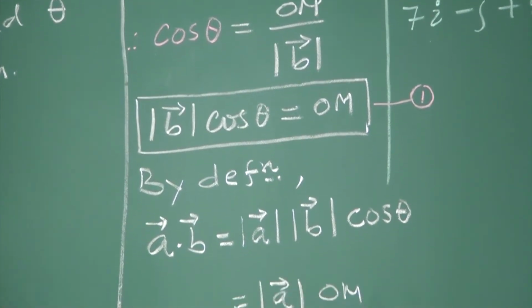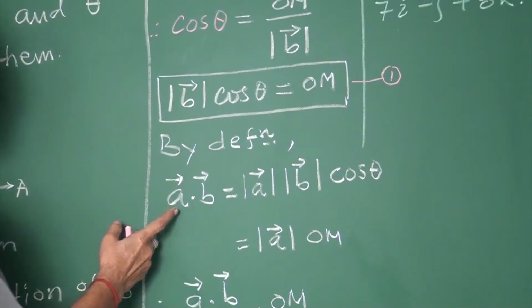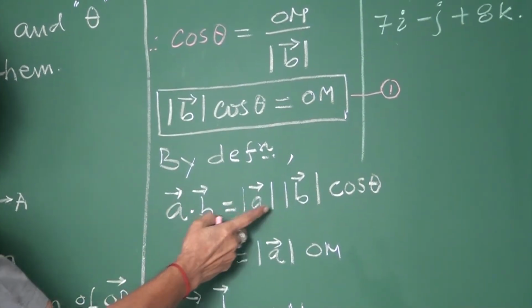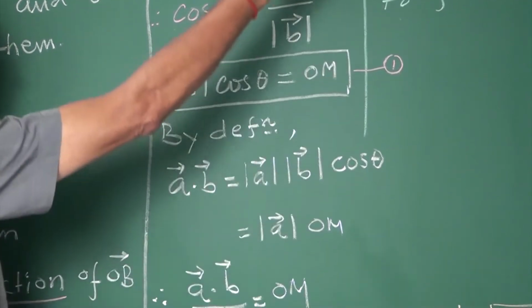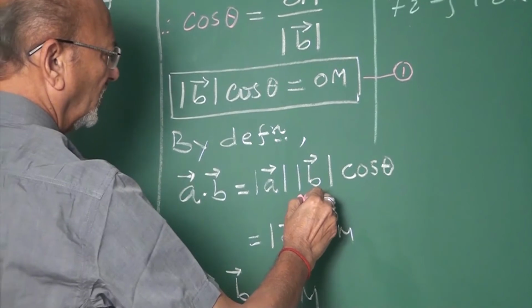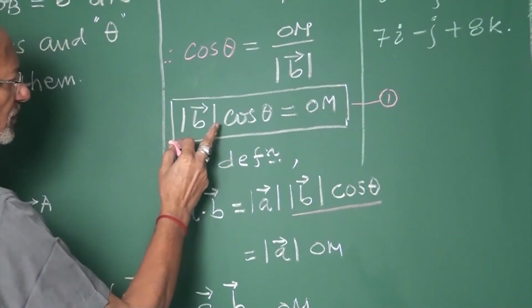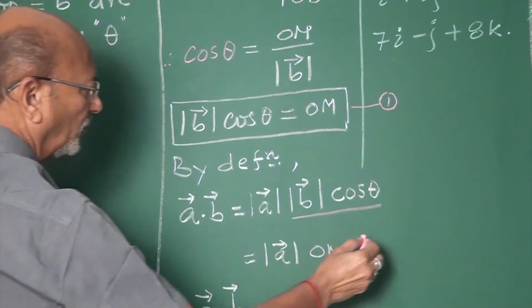We wanted the geometrical meaning of A dot B. Now, by definition, A dot B is magnitude of A into magnitude of B into cos theta. The definition is reminded. But what is magnitude of B into cos theta?